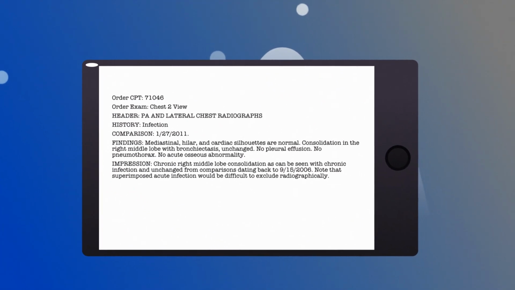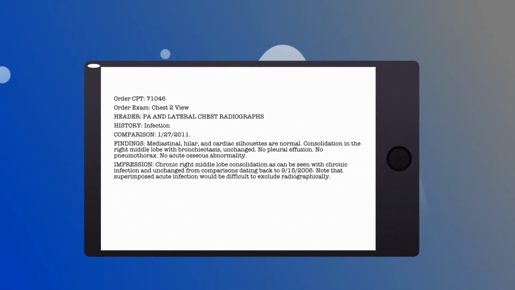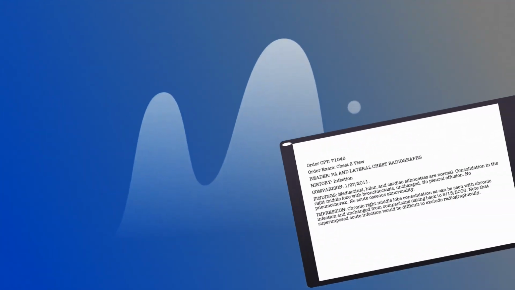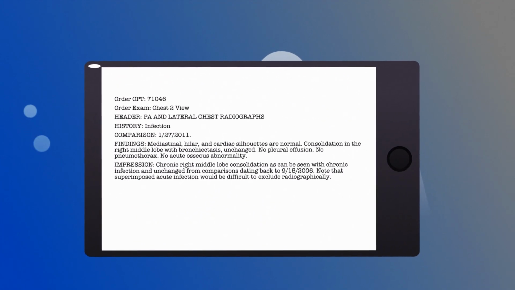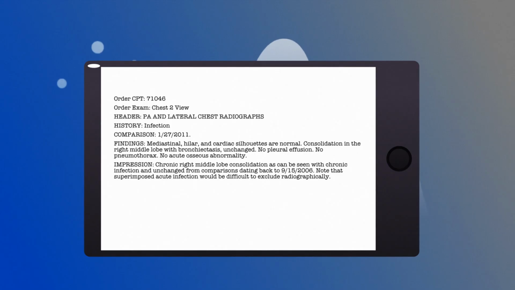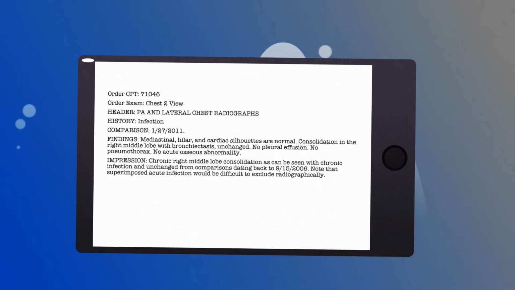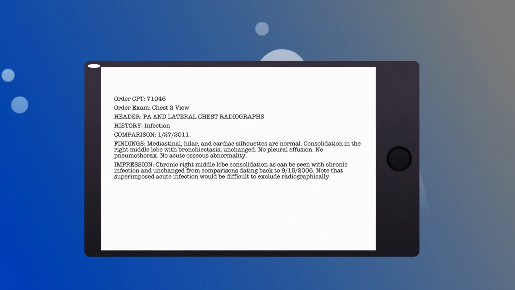Report coding breakdown: CPT 71046, exam, chest, 2 views. Header: PA and lateral chest radiographs. History: infection. Comparison: January 27, 2011. Findings: normal mediastinal, hilar, and cardiac silhouettes, right middle lobe consolidation with bronchiectasis unchanged, no pleural effusion or pneumothorax, no acute bone abnormality. Impression: chronic consolidation in the right middle lobe, likely related to chronic infection. Superimposed acute infection cannot be excluded radiographically.